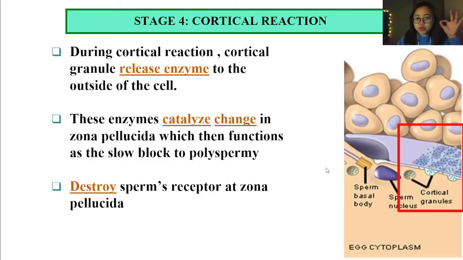How do these enzymes do their work? These enzymes will destroy the sperm's receptor at zona pellucida. Remember, if the sperm's receptor does not bind with the receptor at zona pellucida, then it will not start the acrosome reaction. So basically the cortical granules' enzymes make the zona pellucida impossible for sperm to penetrate.